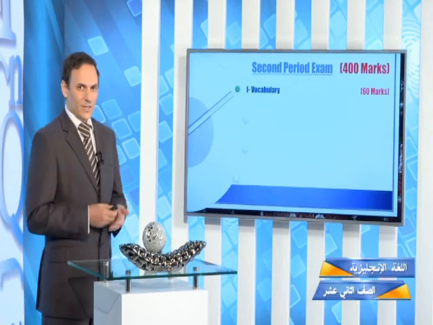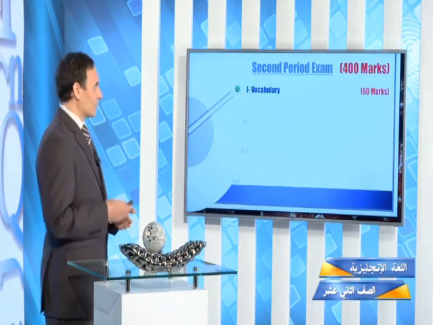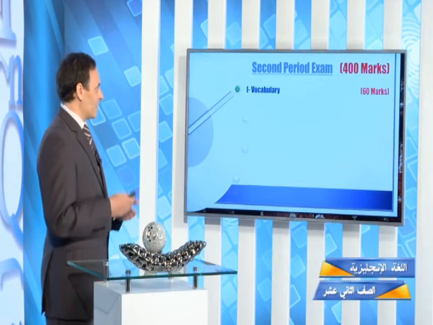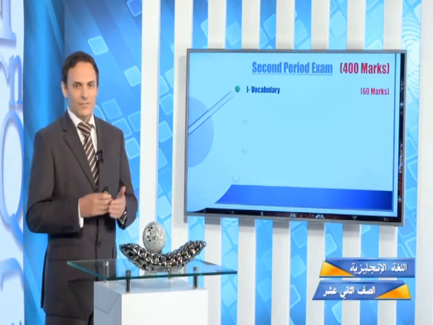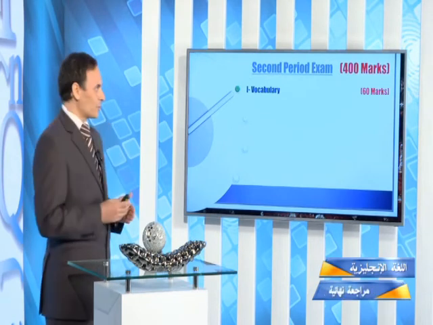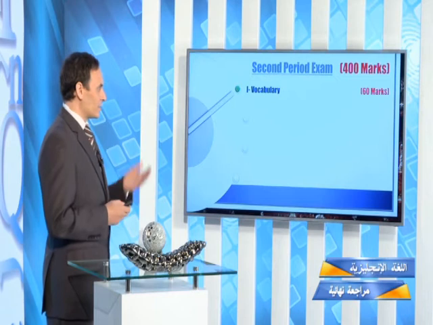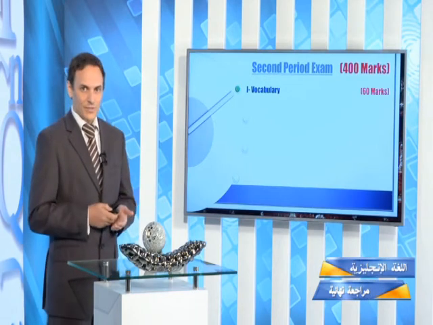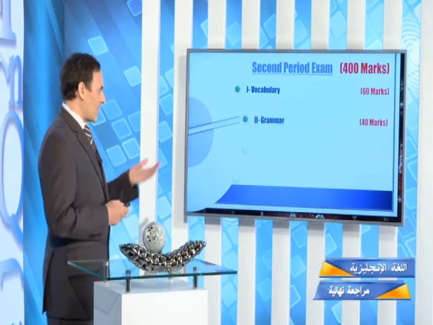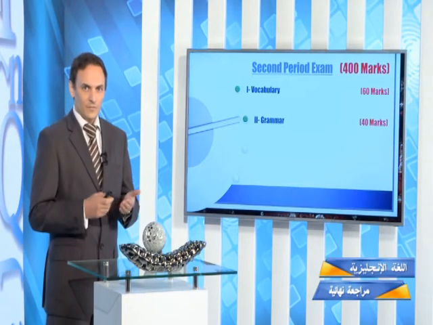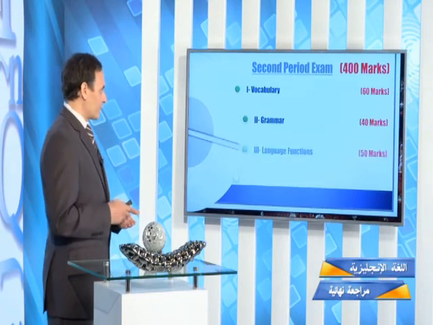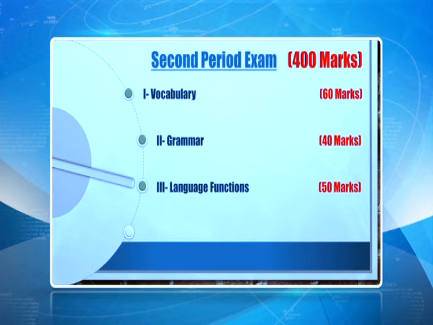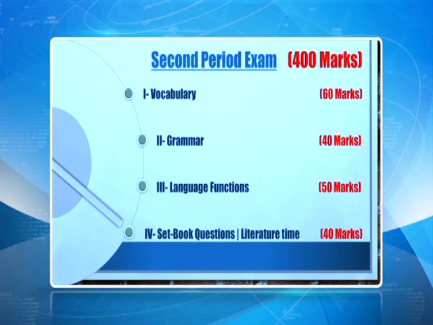Now, your exam is going to be marked out of 400 marks. And it is going to be divided into 7 main parts. The first part is vocabulary, which is going to be out of 6 marks. The second part is grammar, which is marked out of 40 points. Part 3 is language functions, which is about 50 points. And then you'll have set book questions and literature time questions, which is going to be marked out of 40 marks.